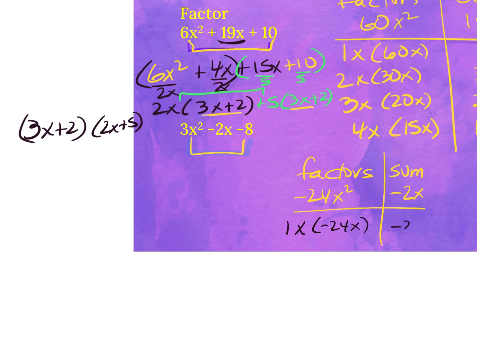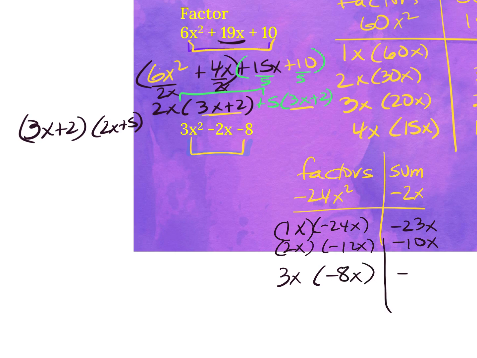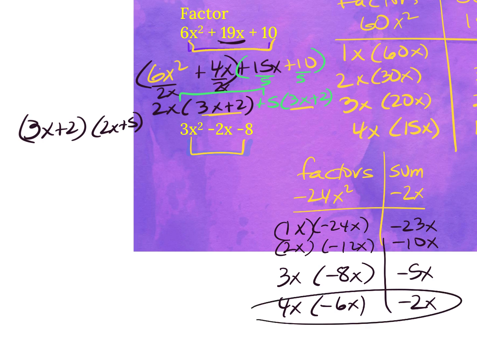When I add those, I get -23x. Then if I do 2x times negative 12x, I get negative 10x, not what I need. 3x times negative 8x gives me negative 5x, still not what I need. And finally, 4x times negative 6x gives me the negative 2x that I need.